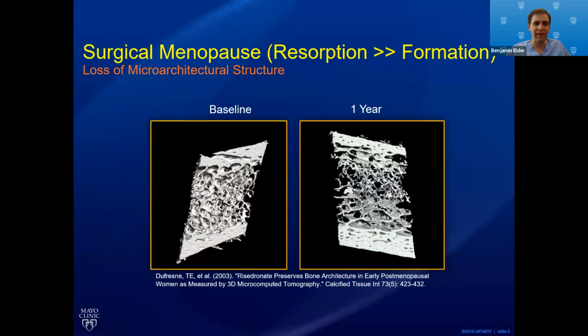So looking at osteoporosis, this is really a loss of the microarchitectural structure. So in this image, you see more normal bone at baseline. And then when you have increased resorption compared to formation, you end up with osteoporosis and significant bone loss.